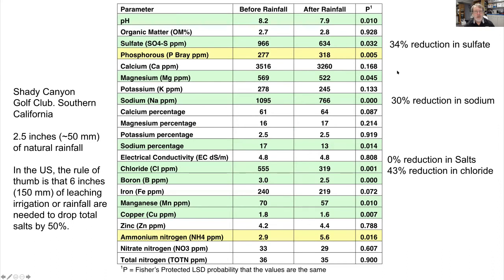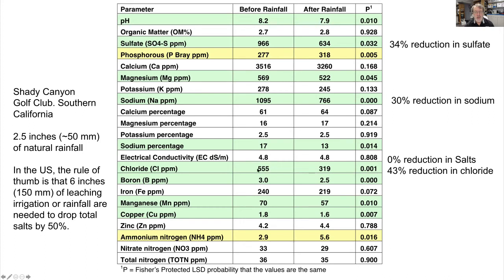This is another example. It happened to have the same amount of rainfall, which I think is just an accident. This sodium reduction was 30% with a 50 millimeter rainfall. But you can see this is 766 parts per million. This is Bermuda grass, ryegrass overseeded Bermuda. No problem for the Bermuda really to tolerate that. But the reduction was pretty significant.